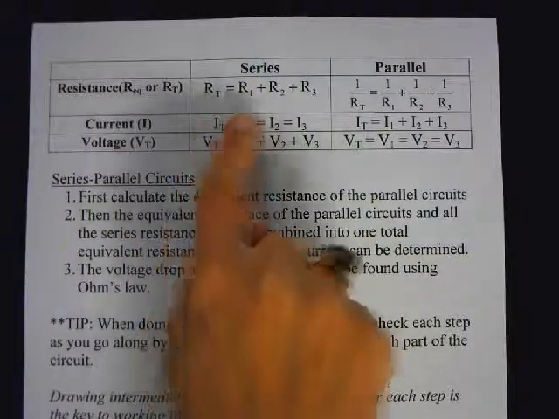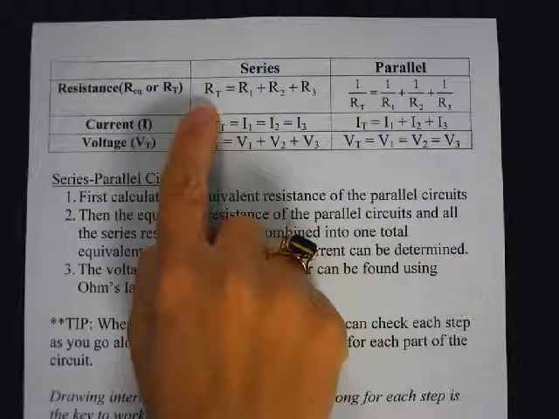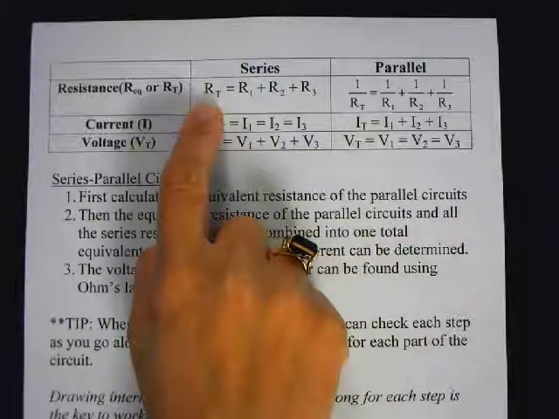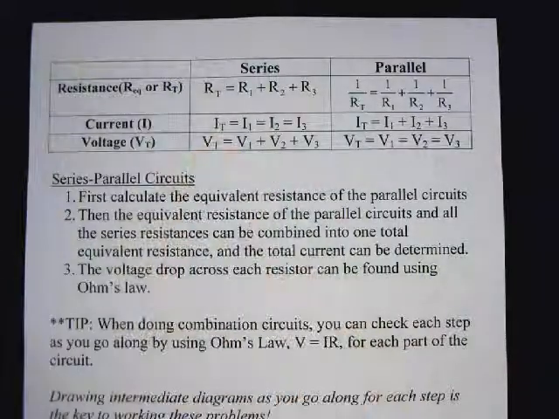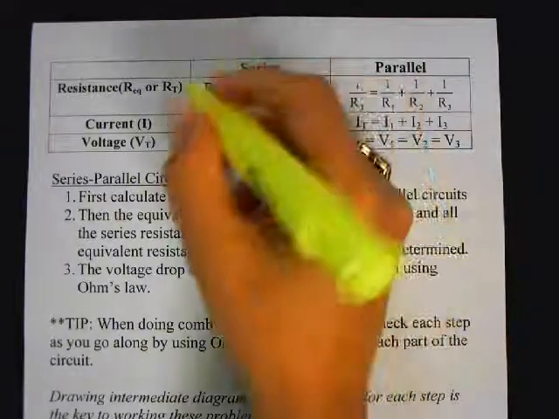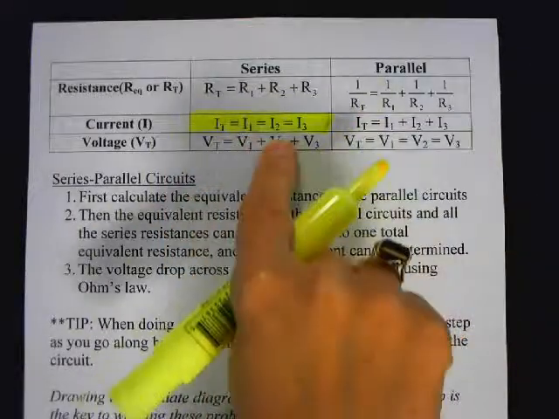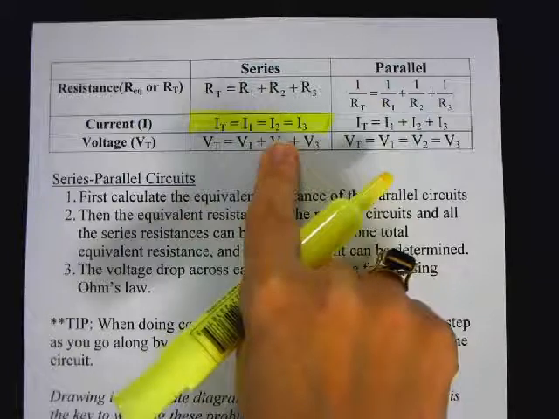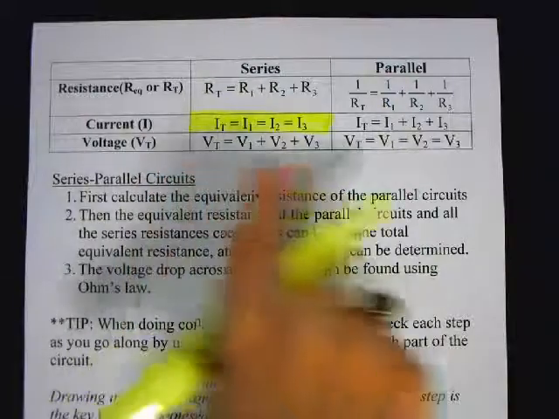So in series, the resistances add up. So the equivalent resistance, again, we're using RT here just to make it easier for us, but this is the equivalent resistance. So the equivalent resistance in series is R1 plus R2 plus R3, etc. The current is the same throughout when something is in series, and we're going to use this. This is important, to know that these are the same or equal. So when I say to you, what is the same? When I say same, I mean equal. And then in series, the voltages add up.